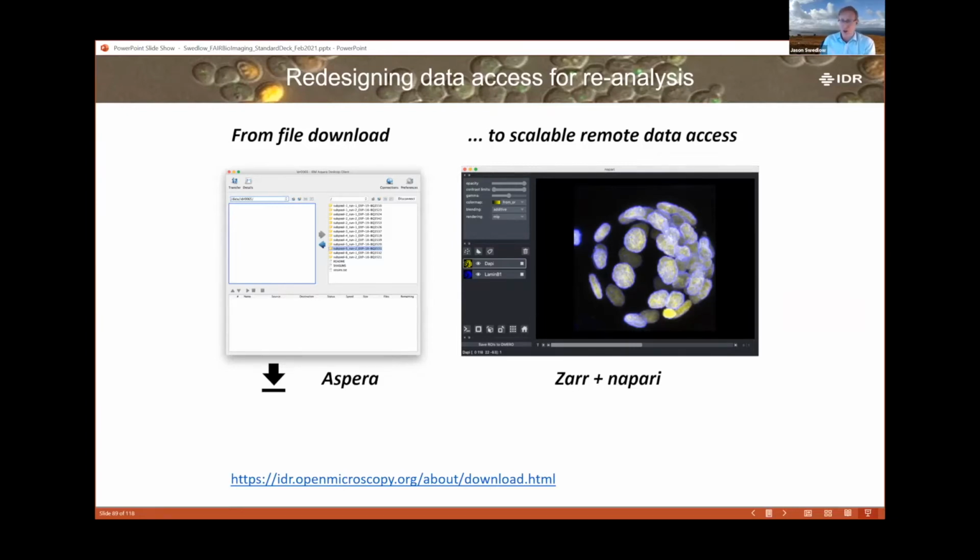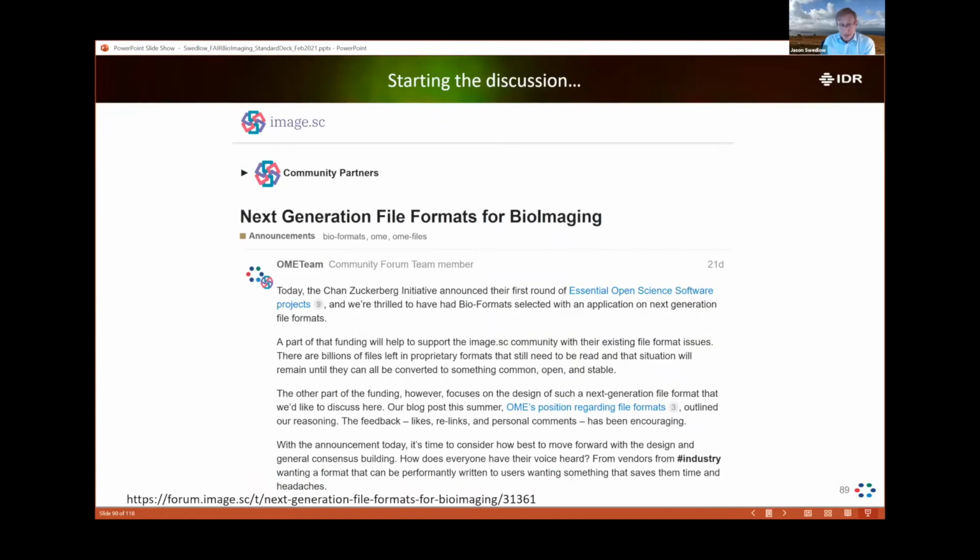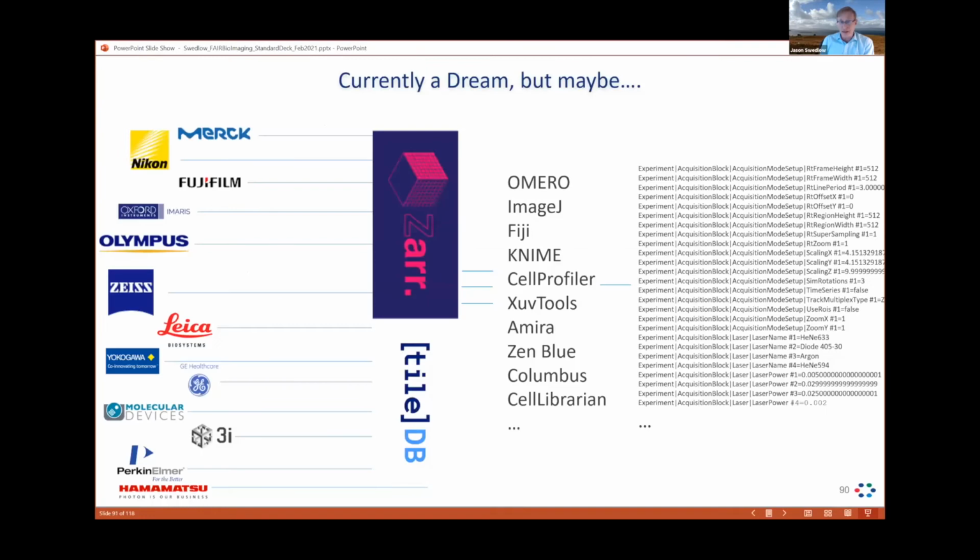I'm very happy to share URLs if you want. If you're interested in this, check out what has become the definitive forum for the bioimaging community called image.sc. You can search for next generation file formats, and you will find not only the outline of what we're doing, but also discussion groups and regular meetings, and all of that is happening and available.